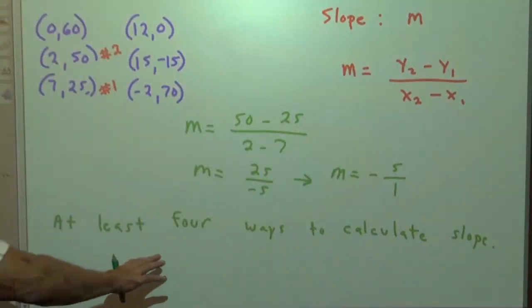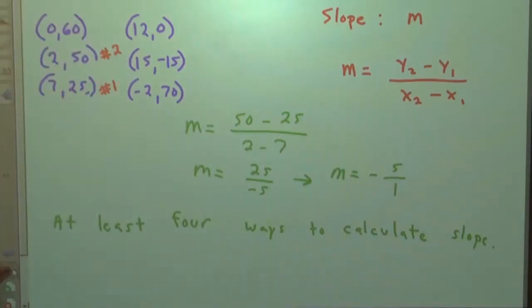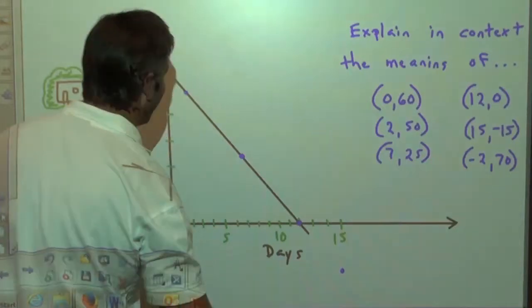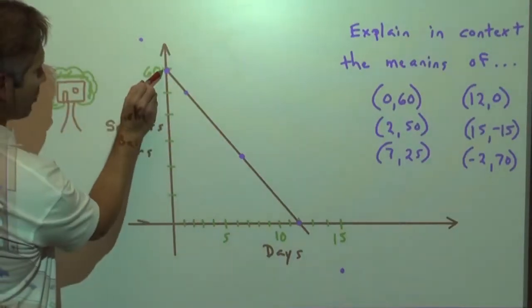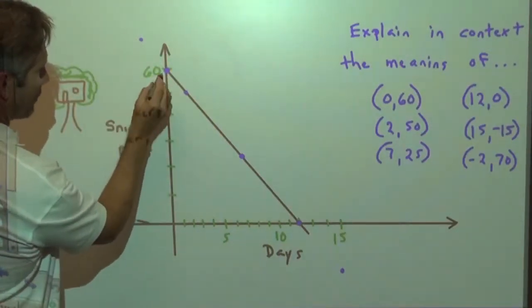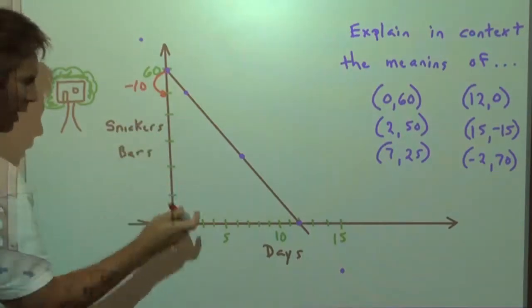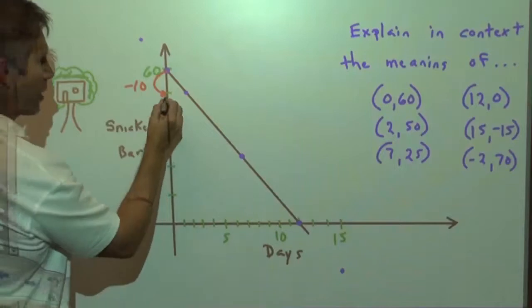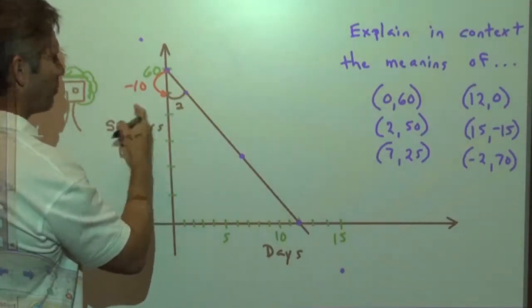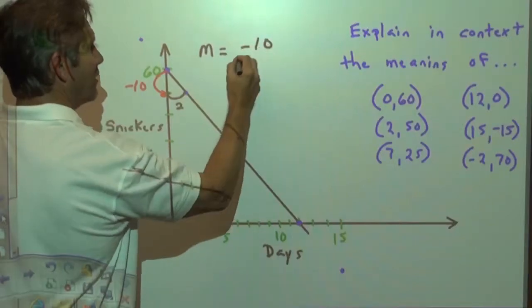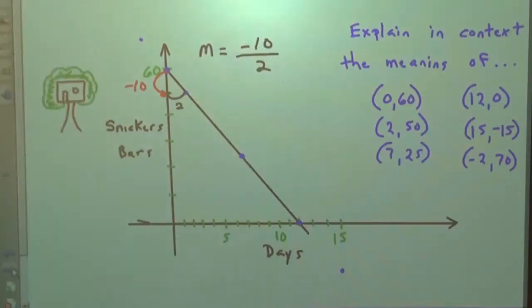Now there's at least 4 different ways to calculate slope. One of them, just go to the graph. Pick out a couple points right here. We can say, well, you know what? At this point to this point, what happens? Well, we drop down 10, so we're going minus 10 in the y direction, and then we're going up 2 as we go in the x direction. So the slope would be, we lost 10 Snickers bars in 2 days. So there you go, that's the same as the slope we got before.